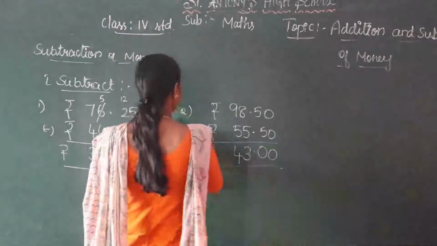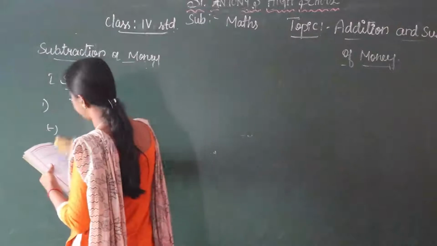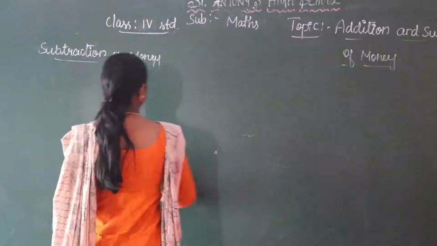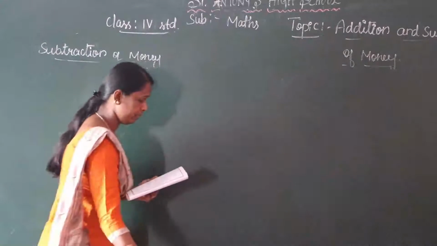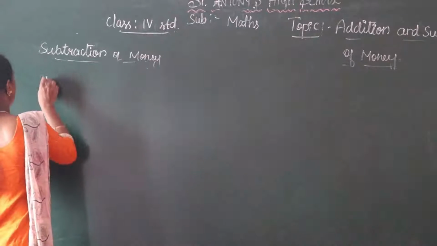Second, subtract rupees 18.50 paisa from rupees 25.10 paisa.